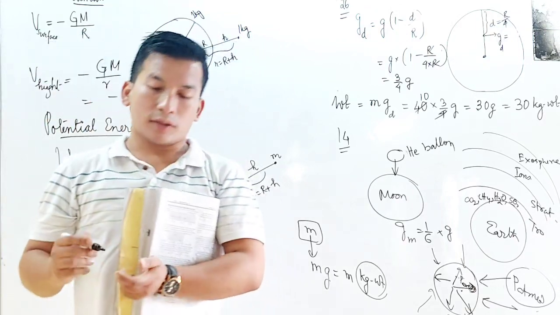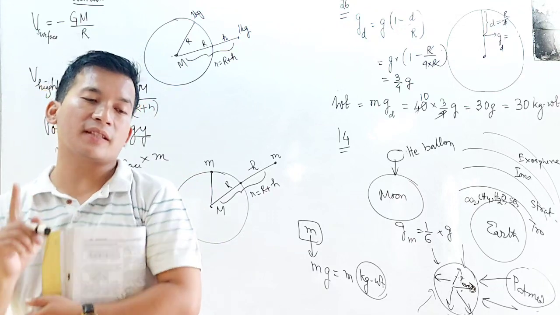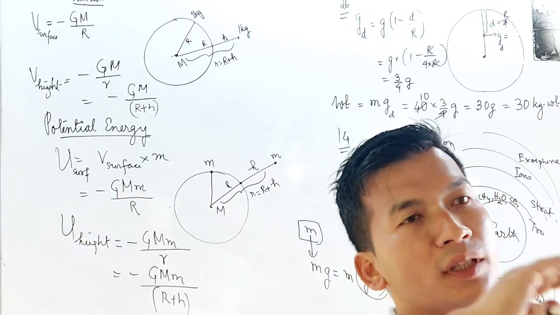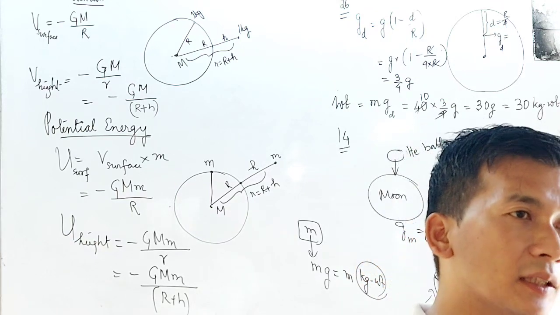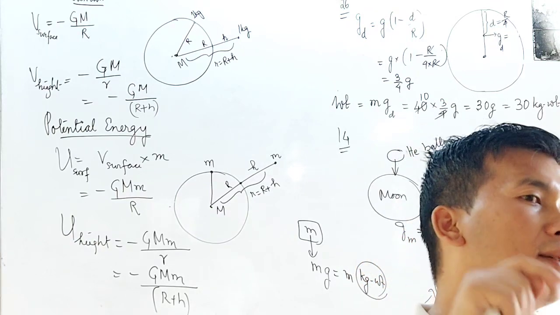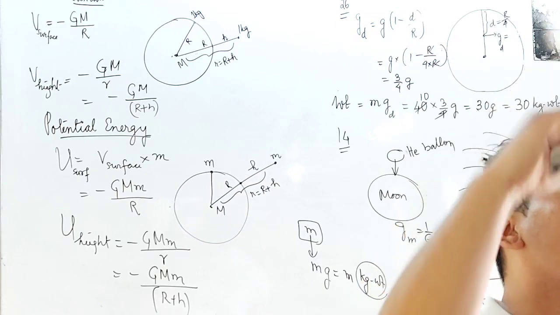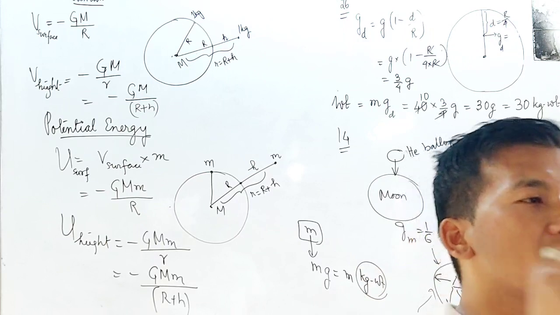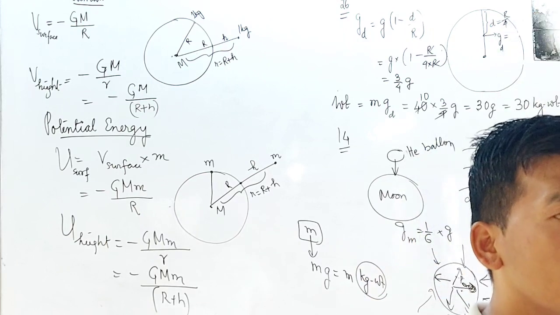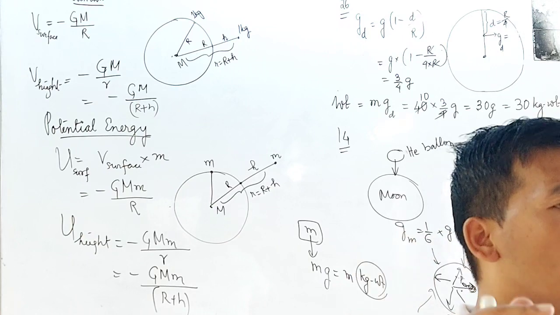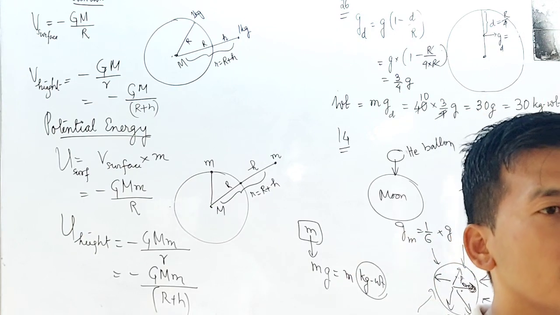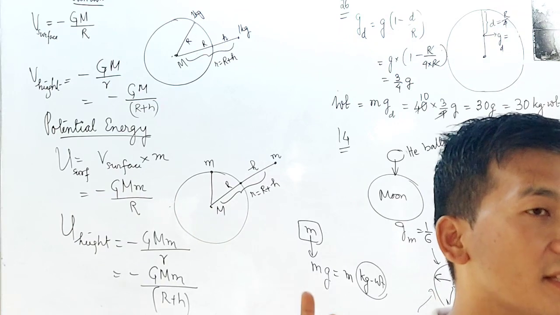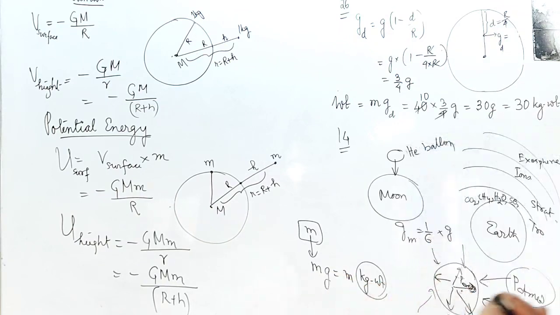In every topic of gravitation we consider the physical quantity on the surface. Next we consider the physical quantity at some certain height. We consider the acceleration due to gravity on the surface and above at height h, the potential on the surface and above at height h, and the potential energy on the surface and above at height h. We will be having this one.